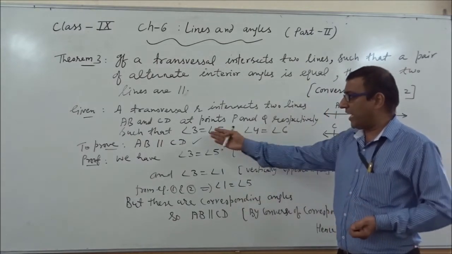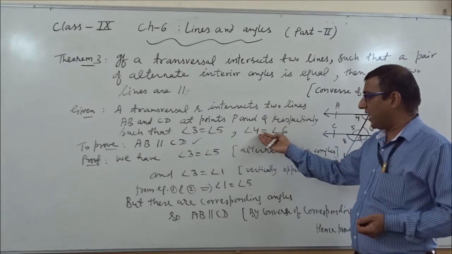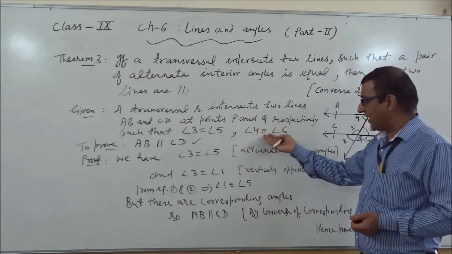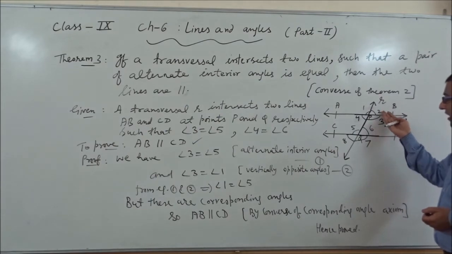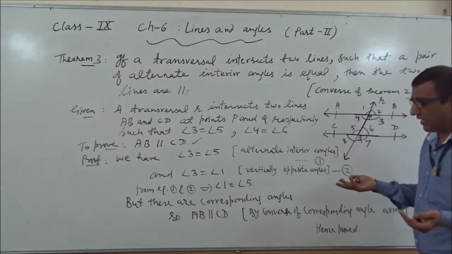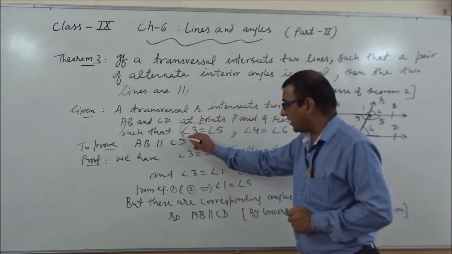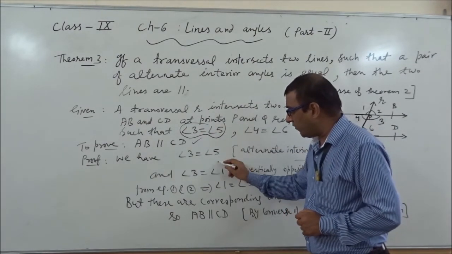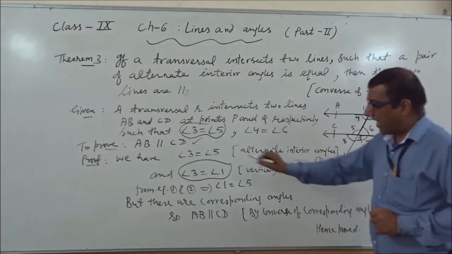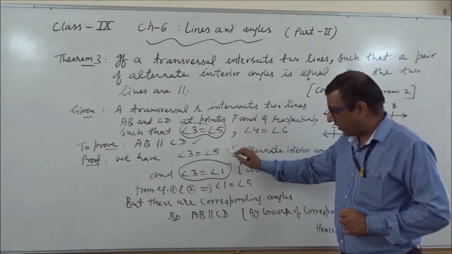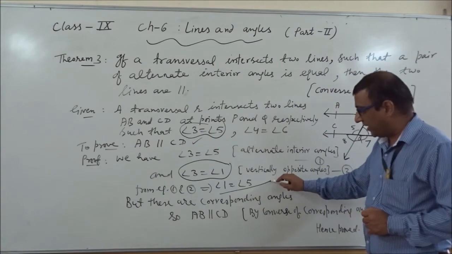So either you take angle 3 and angle 5, or you take angle 4 and angle 6. If you take angle 4 and 6, then at that time you have to take angle 2 and angle 4 as vertically opposite angles. But we are continuing with angle 3 and angle 5. That's why we take angle 3 and angle 1 as vertically opposite angles. And if you see, both left hand sides are equal, so the right hand sides are also equal here.